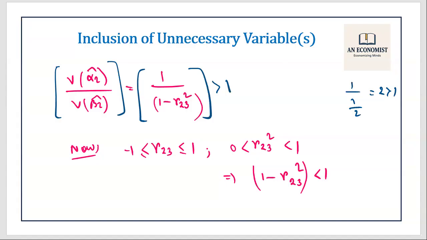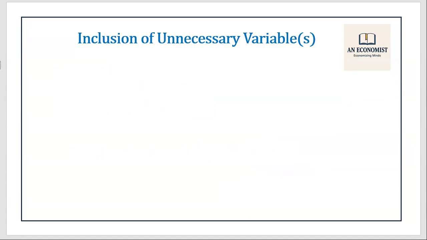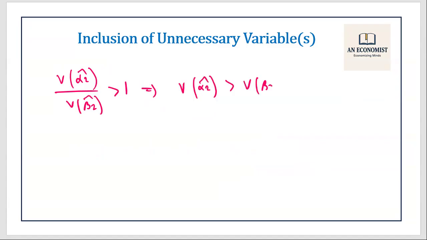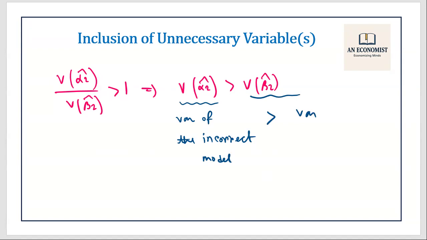So this expression will be strictly greater than 1. You can take any number between 0 and 1; if you reverse it, it will be strictly greater than 1. So what we get here is that variance of alpha 2 cap upon variance of beta 2 cap is strictly greater than 1, which implies variance of alpha 2 cap is strictly greater than variance of beta 2 cap. Variance of alpha 2 cap is simply the variance of the incorrect model, and it will be strictly greater than the variance of the true model.